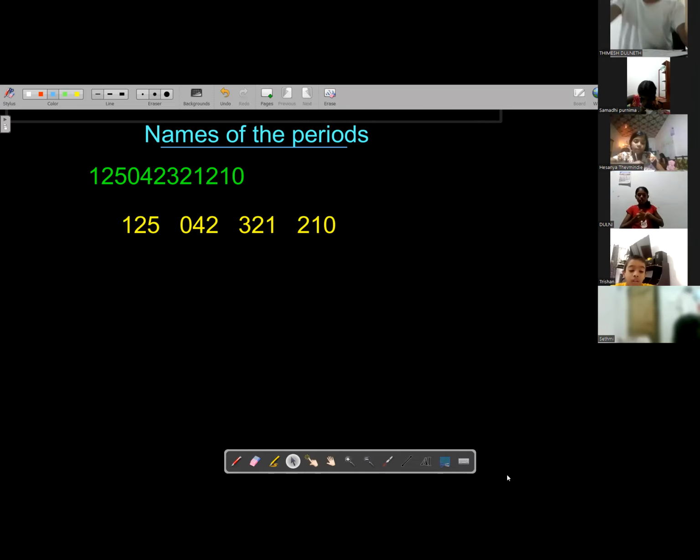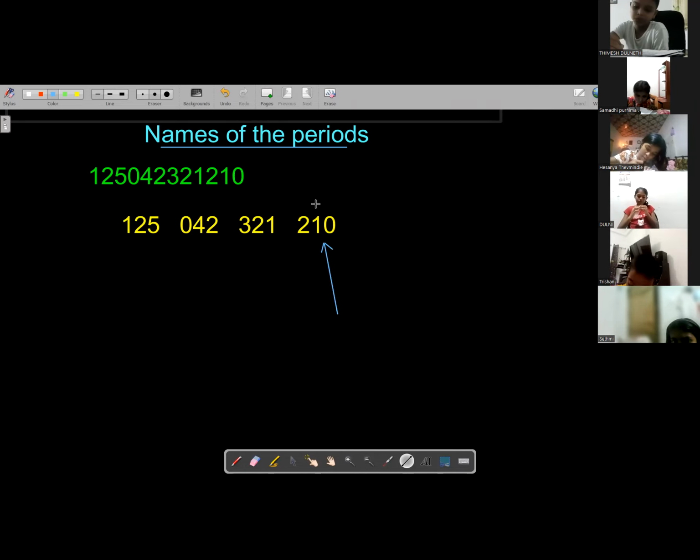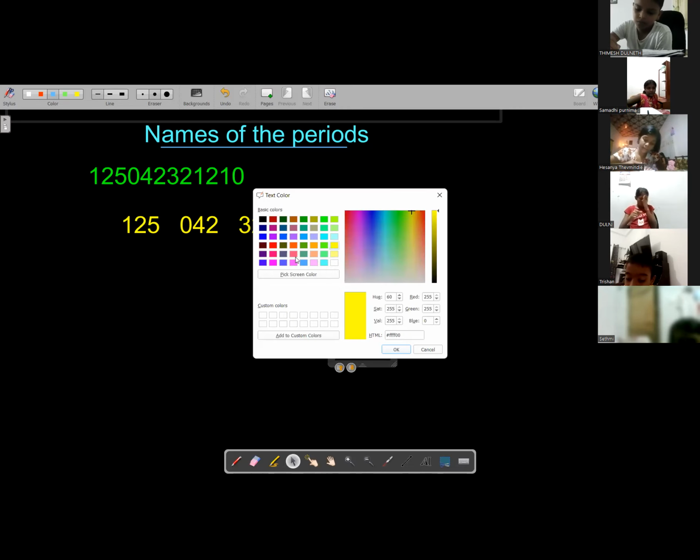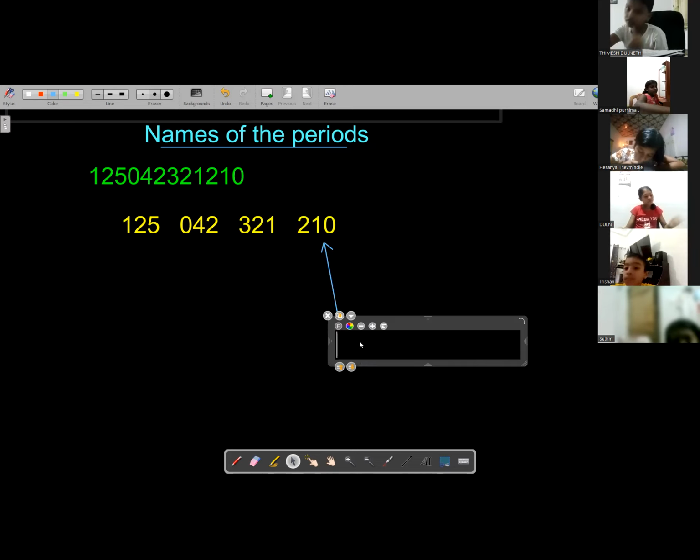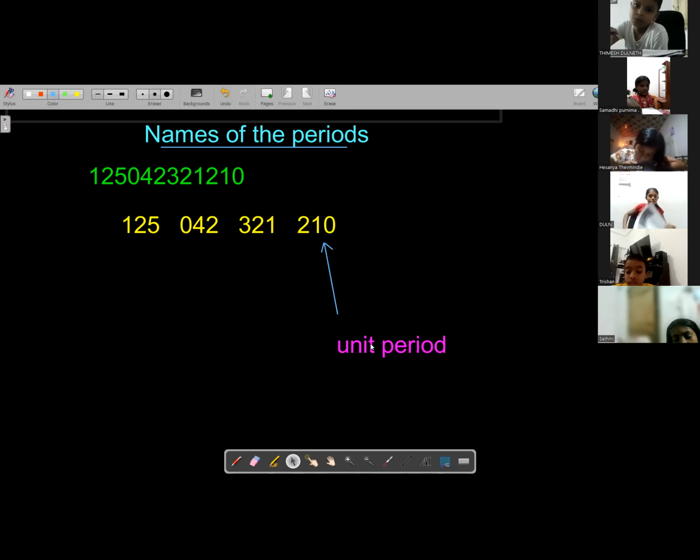Right. Then you remember how you can name the periods. Let's recall the names of the periods. There are 4 periods you can see. What is the last period name? Unit period, right? So this one is known as unit period. Okay, you write down its name, unit period.